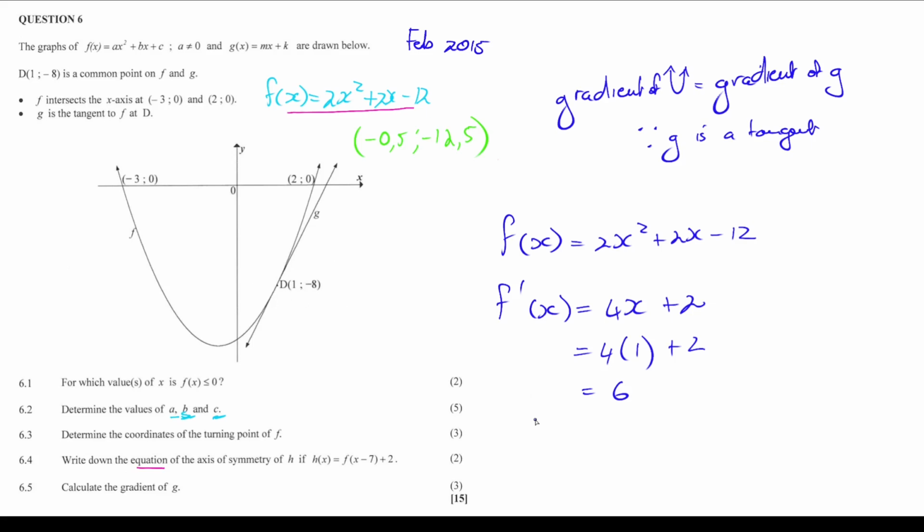That means the gradient of g equals 6. And that's all you have to do. That's literally it.